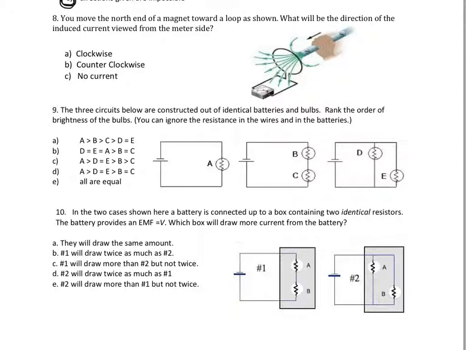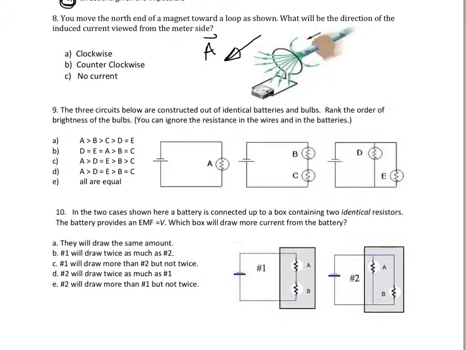This is problem number 8. When you move the north end of a magnet towards a loop, what will be the direction of the induced current viewed from the meter side? To solve this problem, first we're going to define a direction of the A vector, and I'm going to define the A vector pointing towards me so that the initial flux is positive.